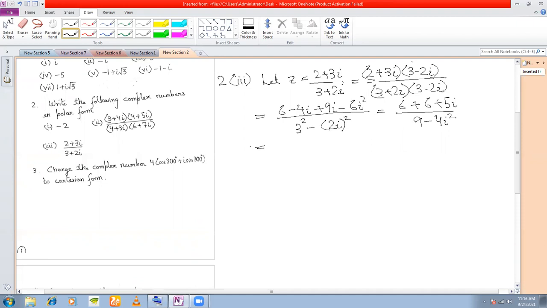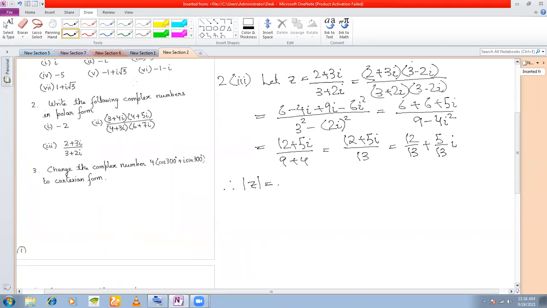Now if you simplify the numerator and denominator, in the numerator you're going to get 12 plus 5i, and the denominator will be 9 plus 4, which is equal to 13. So this is (12 plus 5i) divided by 13. Now you can separate: 12 by 13 is the real part, and the imaginary part is 5 by 13 i.